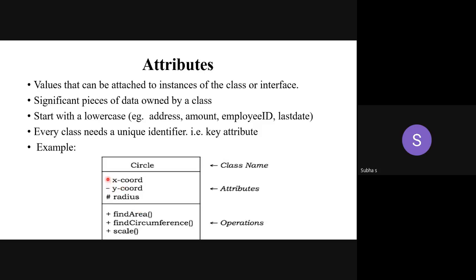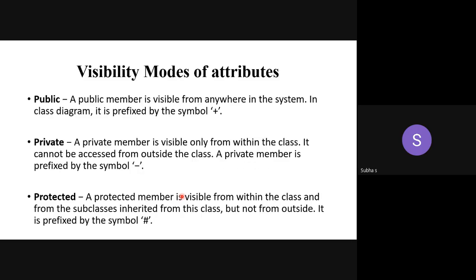Yes, you may think that this is a minus, so this is your minus symbol, not a hyphen symbol. Minus and hash symbols are there, and in operations all plus symbols are there. What do they denote? They are the visibility modes, or they can be called access specifiers. Yes, let's see that one. We are going to have three different visibility modes of attributes in UML.